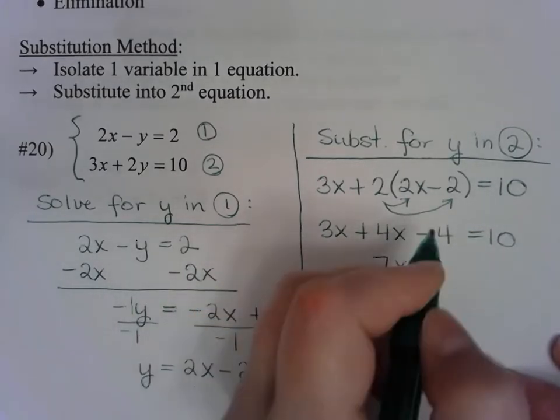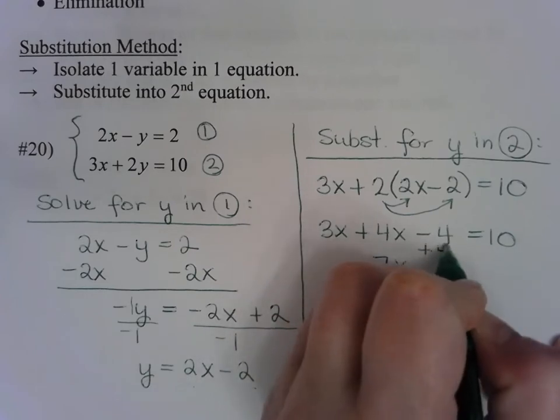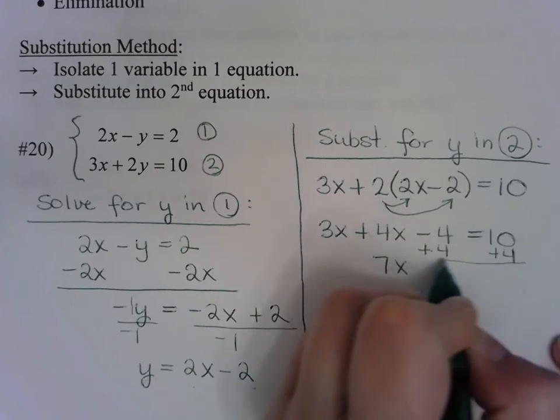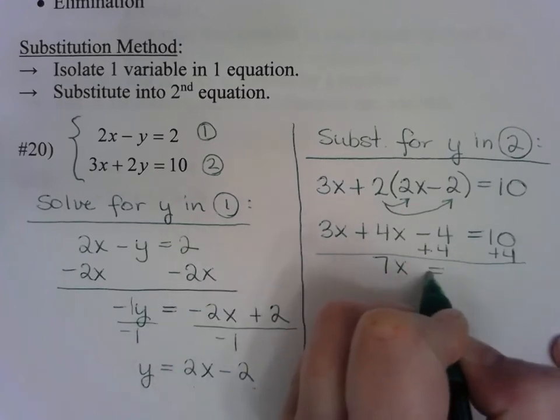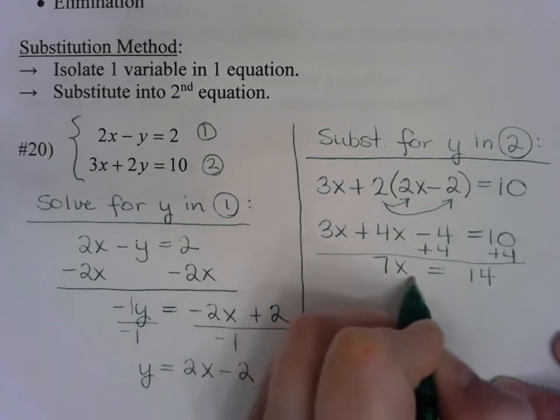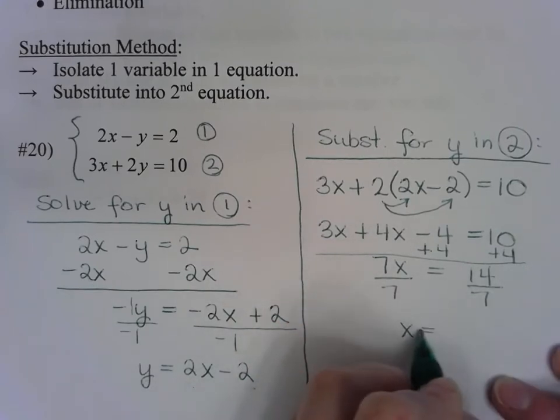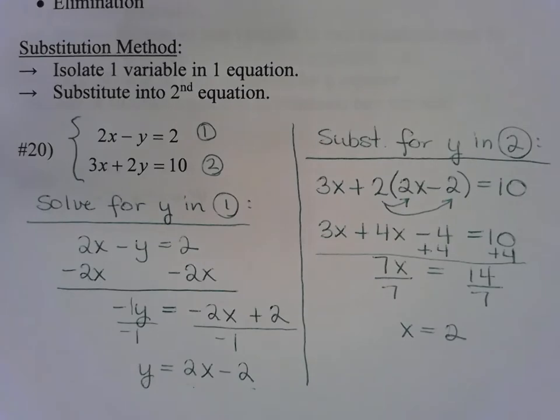So we've got 7x. Can I go ahead and add this 4? So that's going to give me 7x equals 14. And I can divide by 7. So it looks like I get an x value of 2.